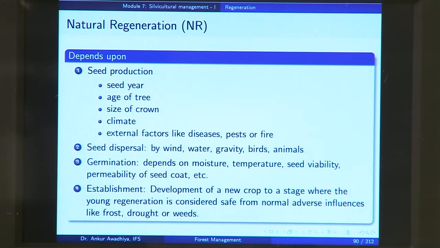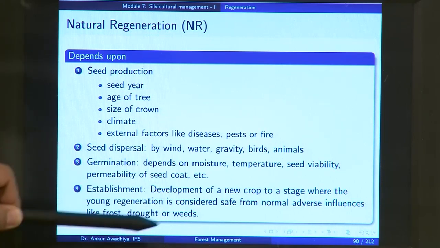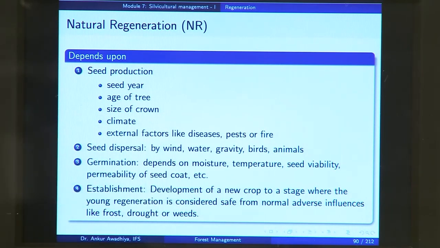So, even after your new crop has established, if there is, say, a forest fire, it is possible that your regeneration is gone. But in the case of establishment, we are only talking about the normal adverse circumstances like frost, drought or weeds. So, if your stand, your young crop, is able to reach this stage, then your natural regeneration will be okay.